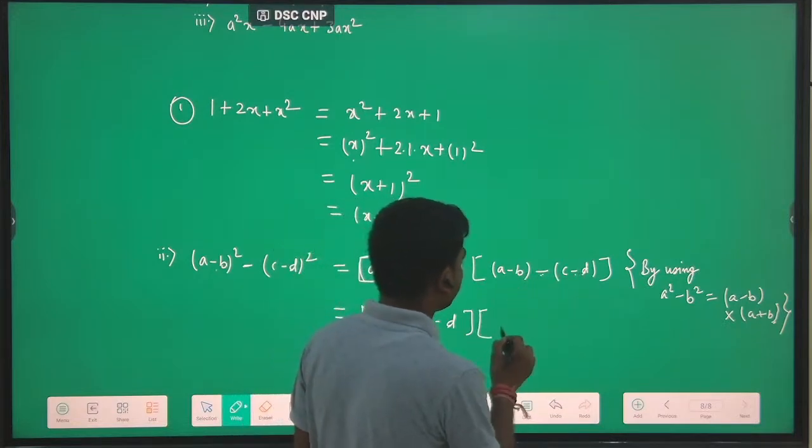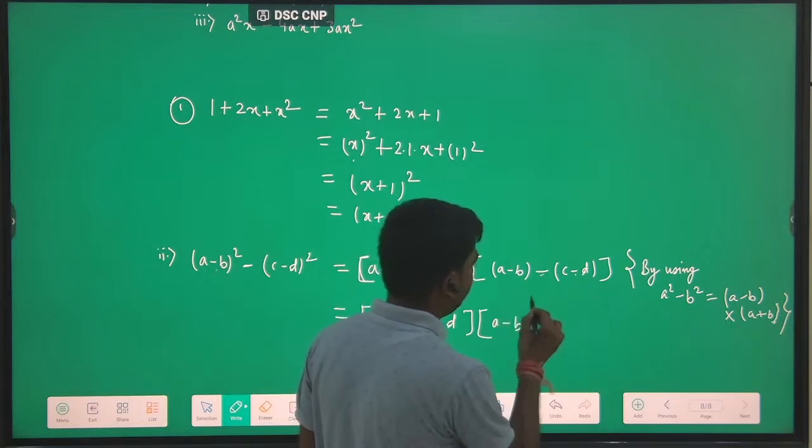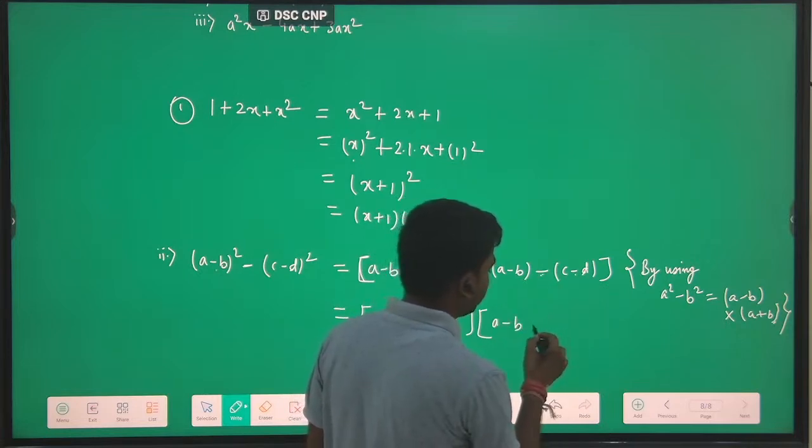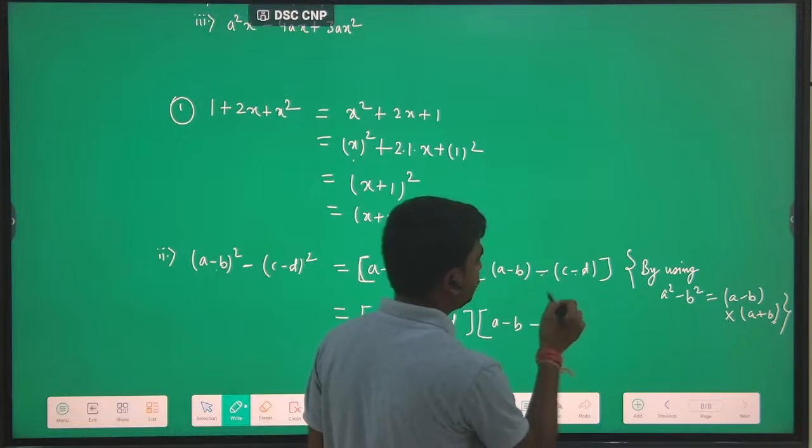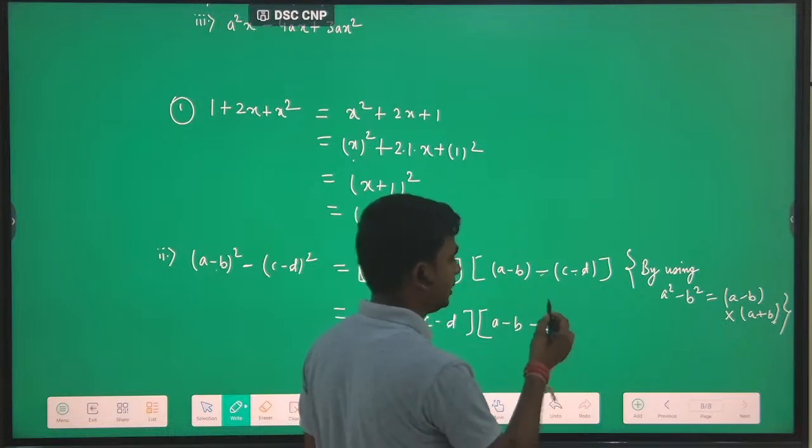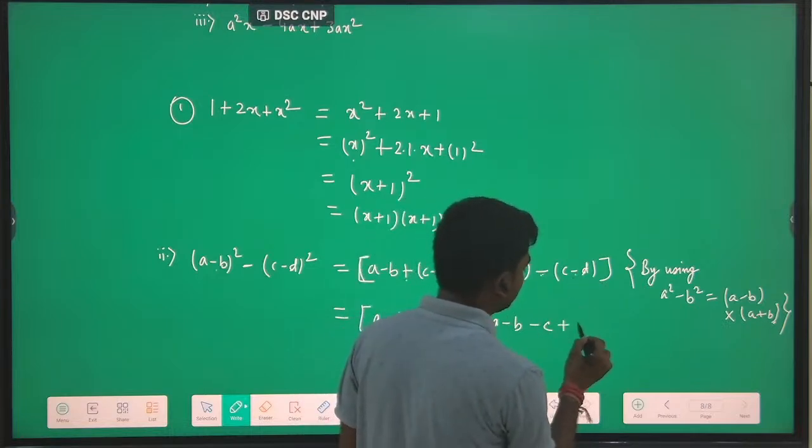So what we will get? A minus B will be same. Minus into C. That means it will be minus C. Plus into minus is minus. So we will get minus C. Minus into minus is plus. So we will get plus C.